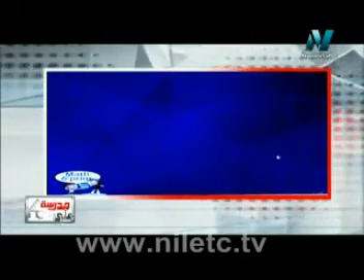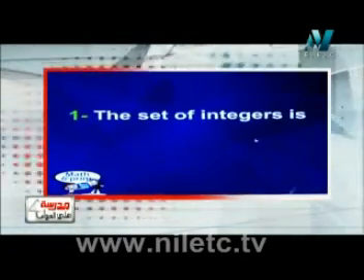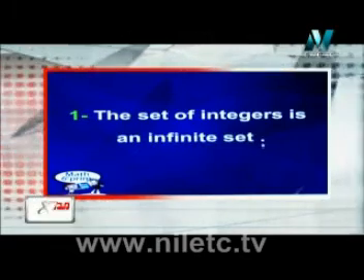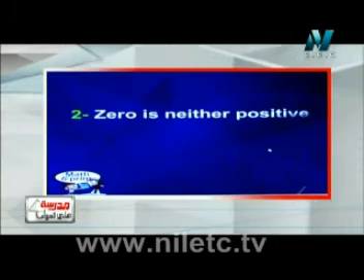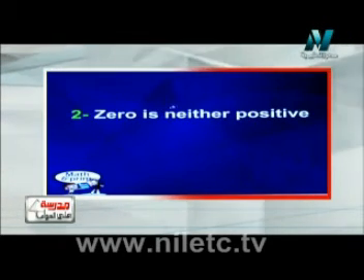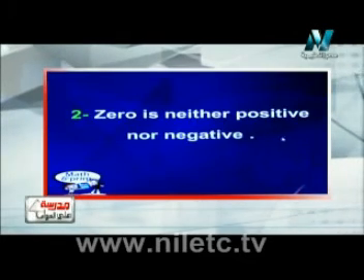اتفقنا؟ طب we have بقى some notes. Number 1: the set of integers is an infinite set زي ما خدنا قبل كده صح؟ طيب number 2: 0 is neither positive nor negative ما اقدرش اقول ان الزيرو ده اذا كان بوزيتيف ولا نيجاتيف.